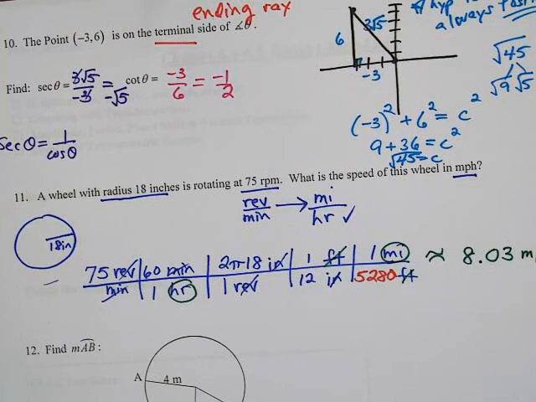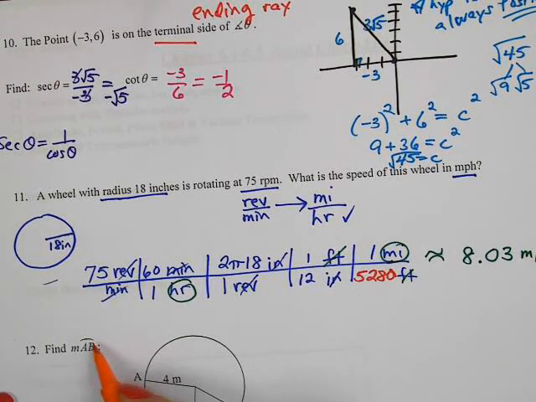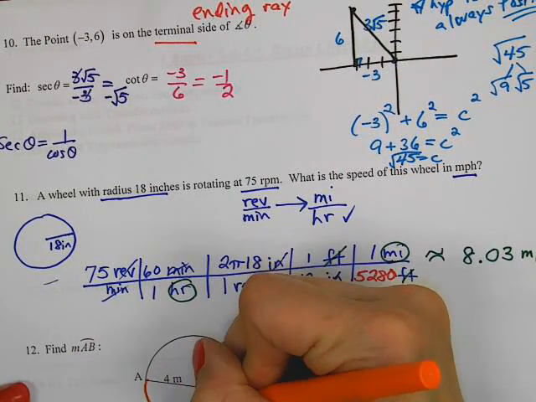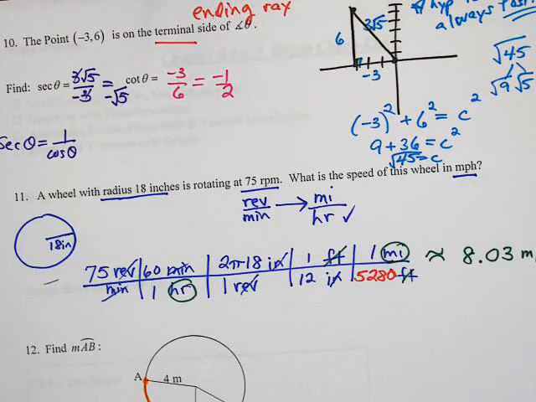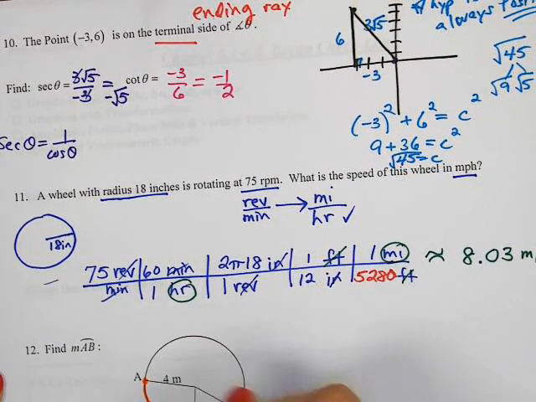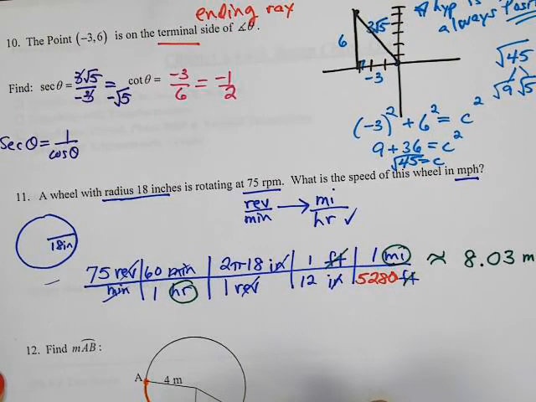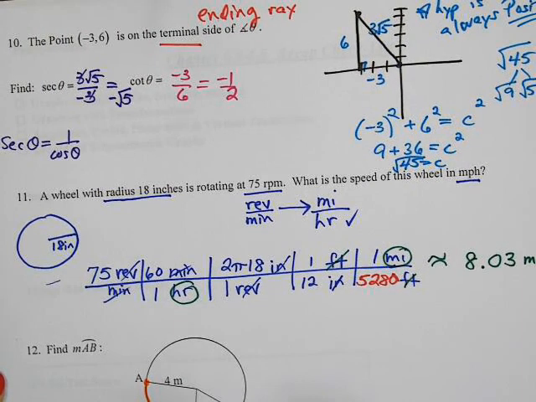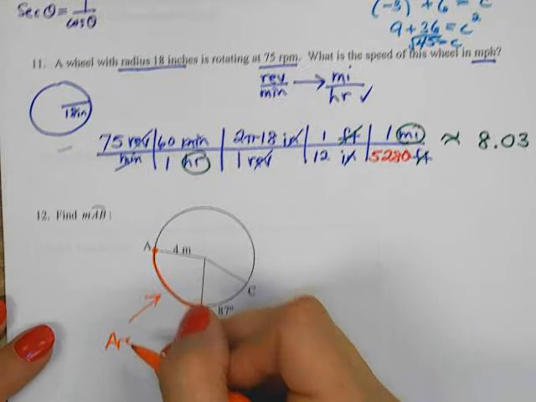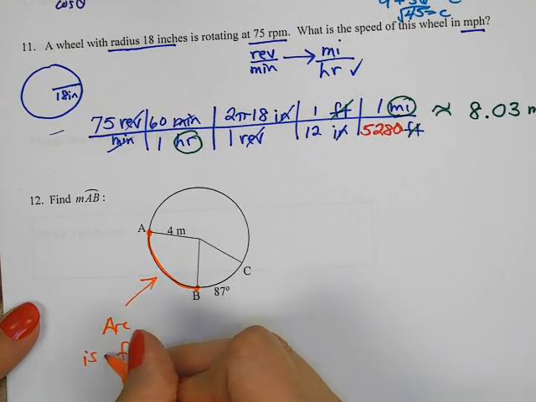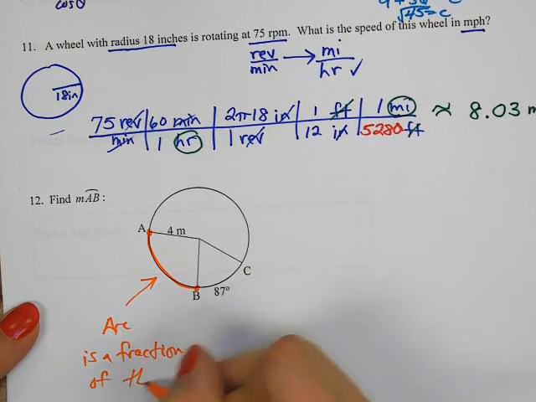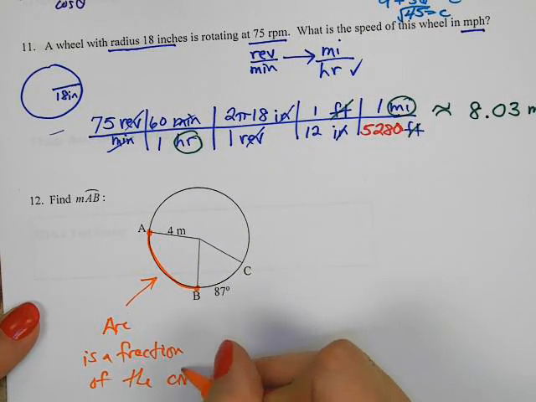Okay, we got one more problem here. And this problem is about the arc. Okay, the measure of arc AB from A to B, the measure of this arc. Okay, we did this a lot with sector. It's kind of like that. I want to know the measure of this arc. It's a part of the circumference. Okay, this is an arc, and an arc is a fraction of the circumference.